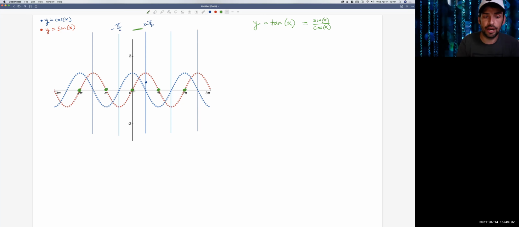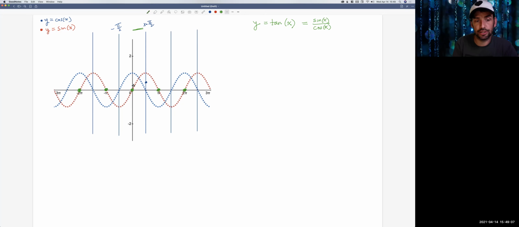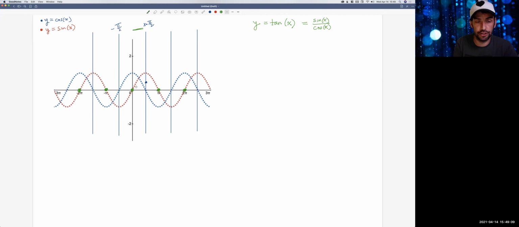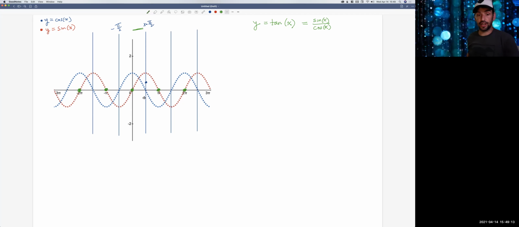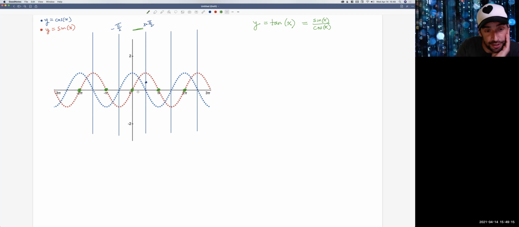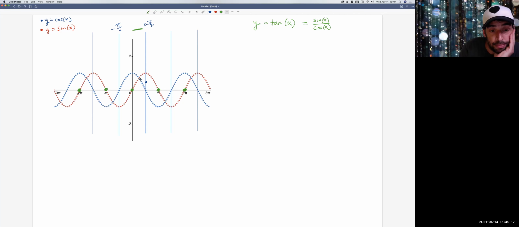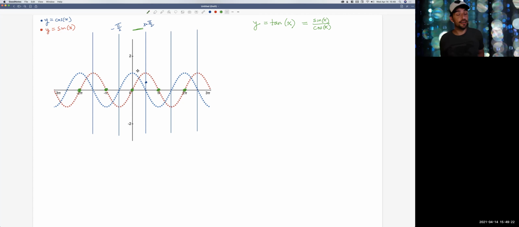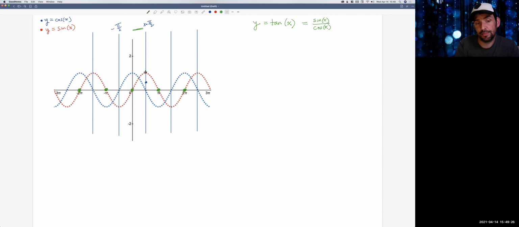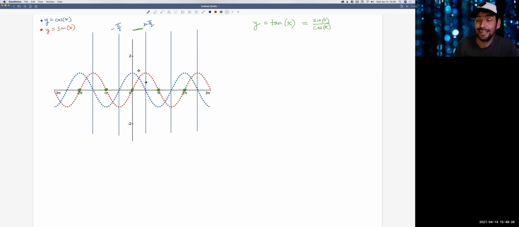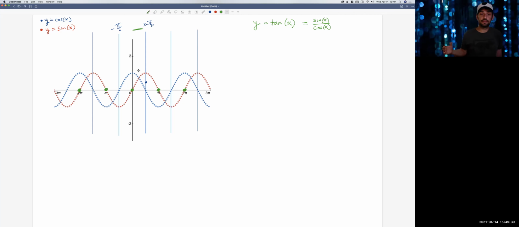So let's think about what happens. Tangent, so again, I'm looking between 0 and pi over 2. Tangent is the quotient of sine over cosine. Between 0 and pi over 2, both of them are positive. So I know it can only spit out positive values. The numerator, represented by this series of red dots, is increasing, right?